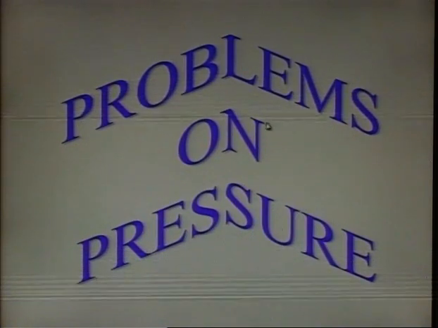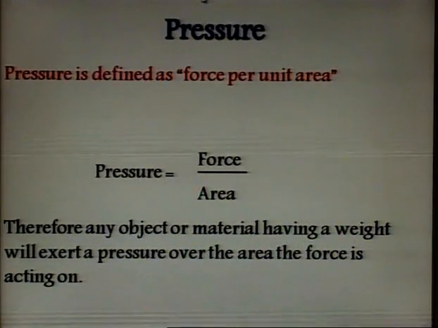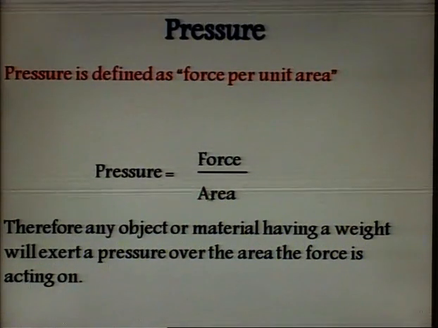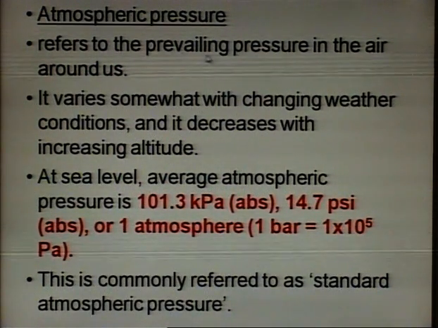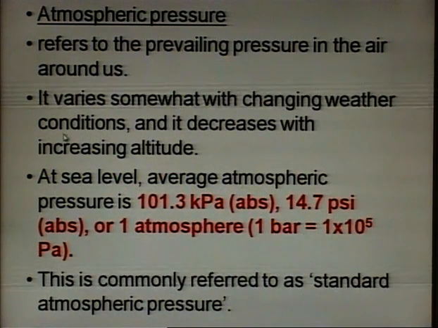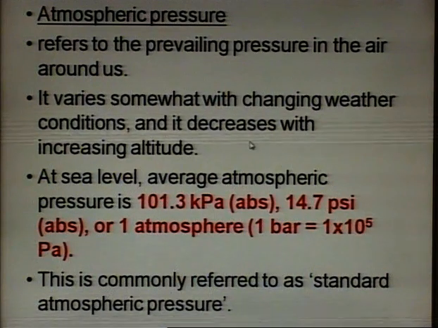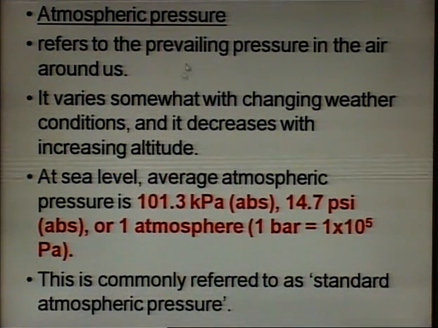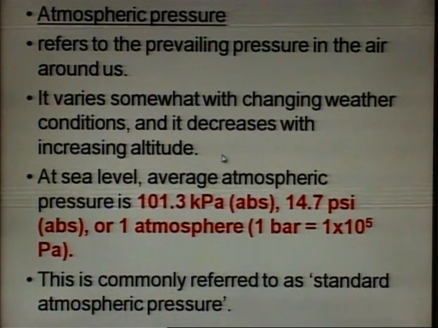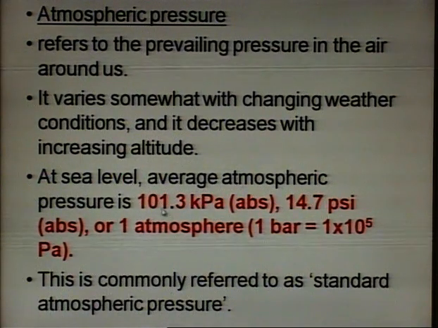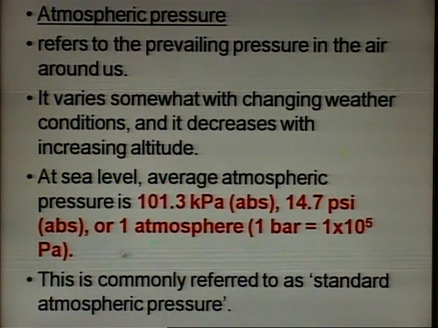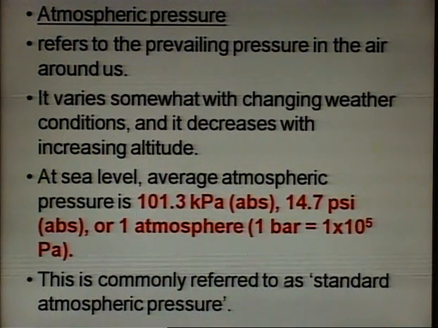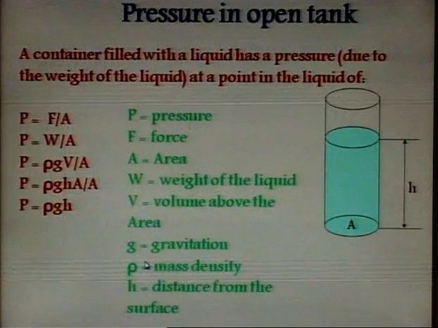Now quickly we will go through a few problems on pressure. So what is pressure? Pressure is defined as force upon area. And what is atmospheric pressure? Atmospheric pressure refers to the pressure prevailing in the atmosphere. It varies somewhat with changing weather conditions and it decreases with increasing altitude. At sea level, the value of atmospheric pressure is 101.3 kilopascal, or we also name this as 1 atmospheric pressure. This is commonly referred to as standard atmospheric pressure.